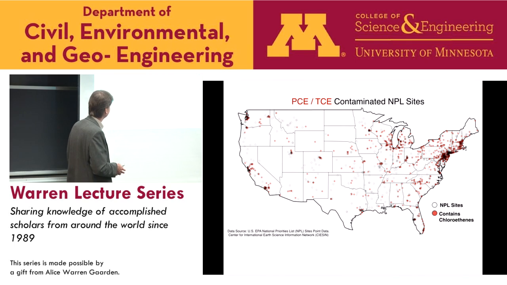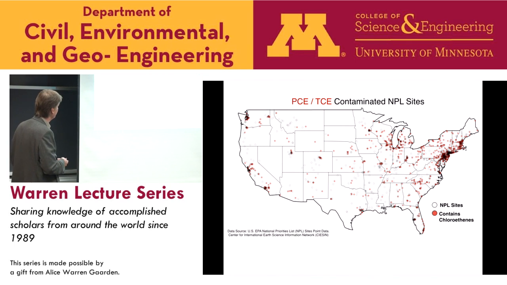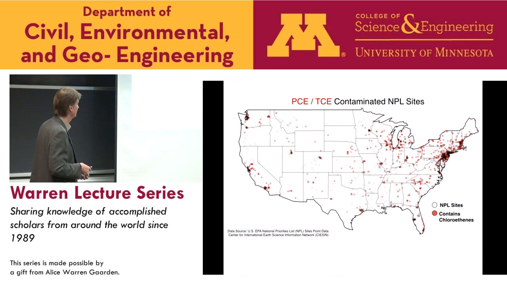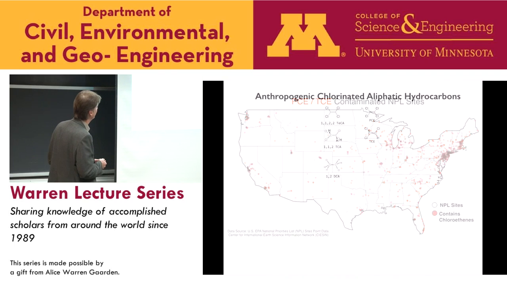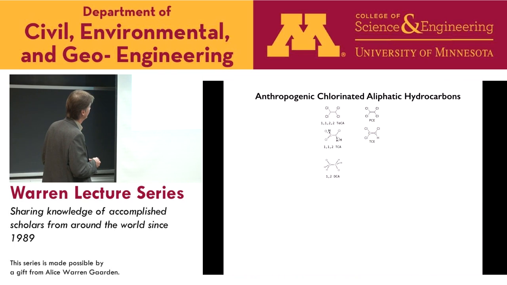So here's the problem. There are almost 1,000 Superfund sites distributed around the US, and most of them contain chloroethanes or chloroethenes as contaminants. It's a big problem. The legacy in terms of remediation is in the range of billions of dollars per year. And it's an important question because these chlorinated compounds threaten the quality of drinking water. If you look at the most prevalent groundwater contaminants, they are chloroethanes and chloroethenes.